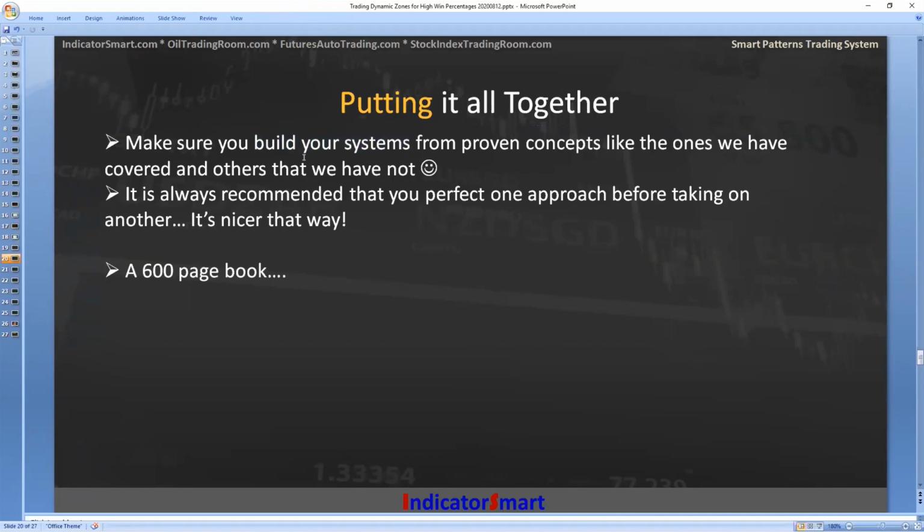Make sure that you build those systems from proven concepts like the one that we're talking about here, preferably based on stuff that you've observed and not on something that you read in a book by somebody talking about something 30 years ago on a market that has nothing to do with anything that's happening today. That's a whole other page in the 600-page book. So it's always recommended that you perfect one thing before taking on another. The journey is much nicer that way, your journey to the Holy Grail.